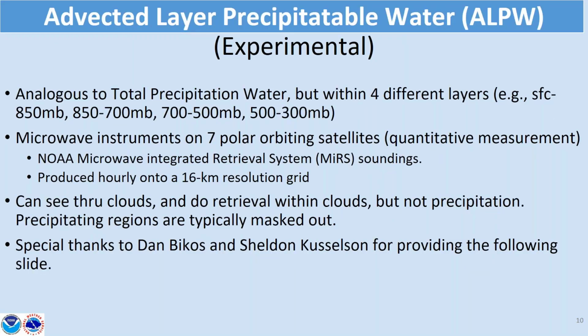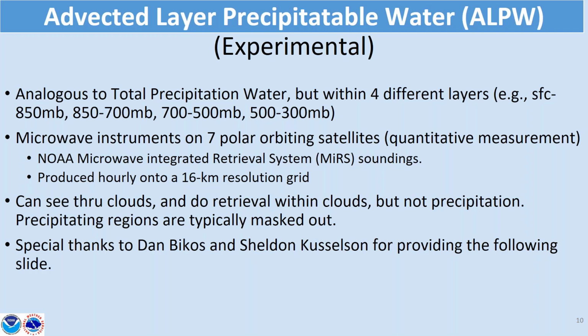So I do want to point out the Advected Layer Precipitable Water product, which is experimental. It's analogous to the total precipitable water, but we're looking within 4 distinct layers. So you can look at this product from the surface to 850, 850 to 700, 700 to 500, and 500 to 300 millibars. This is based on microwave instruments available on 7 polar orbiting satellites. And the advantage there is that we get a quantitative measurement of the moisture in each of those 4 distinct layers. So unlike an infrared-based product where you have more of a qualitative measurement based on brightness temperatures, we're actually able to quantify how much moisture is available in each of the layers.